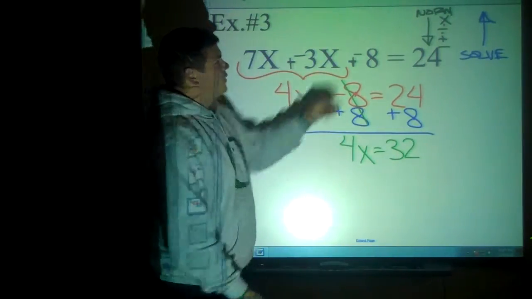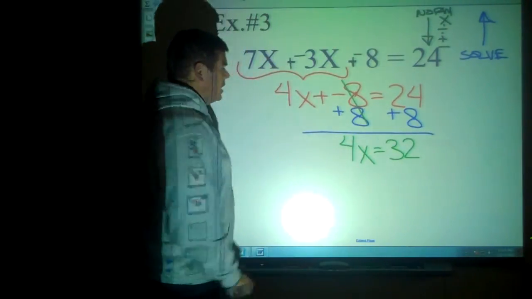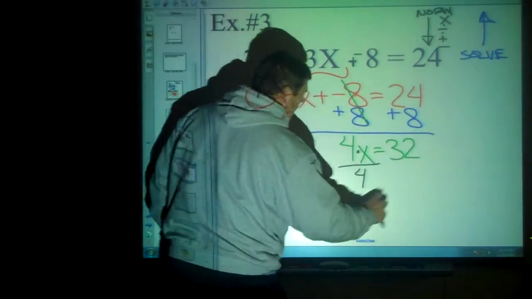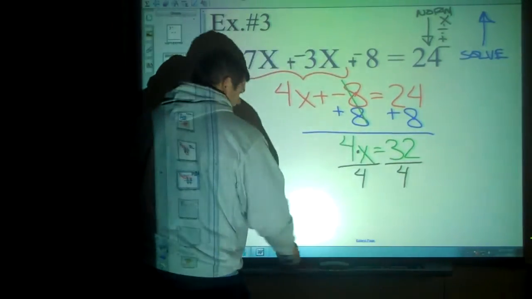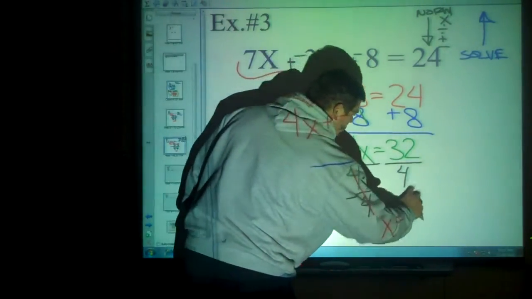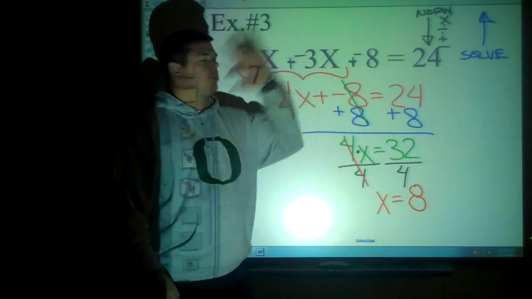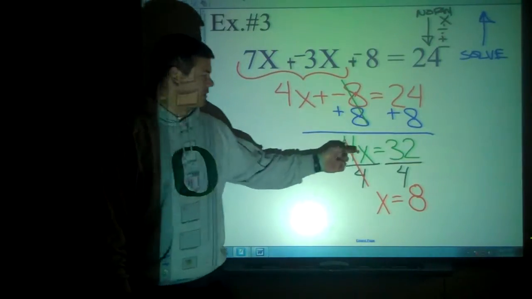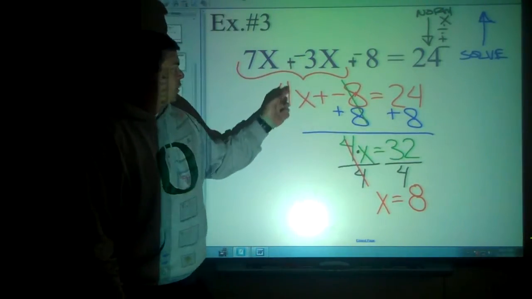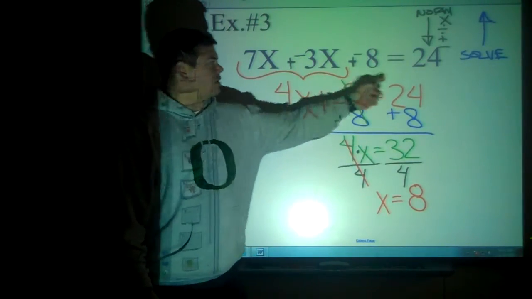Now I can take care of the multiplication and division. The opposite of multiplying by 4 is to divide by 4, which gives us a final answer of x equals 8. You should be able to test this answer anywhere in the problem and it should work. In fact, 4 times 8 is 32. Good. 4 times 8 is 32 plus negative 8 is 24.